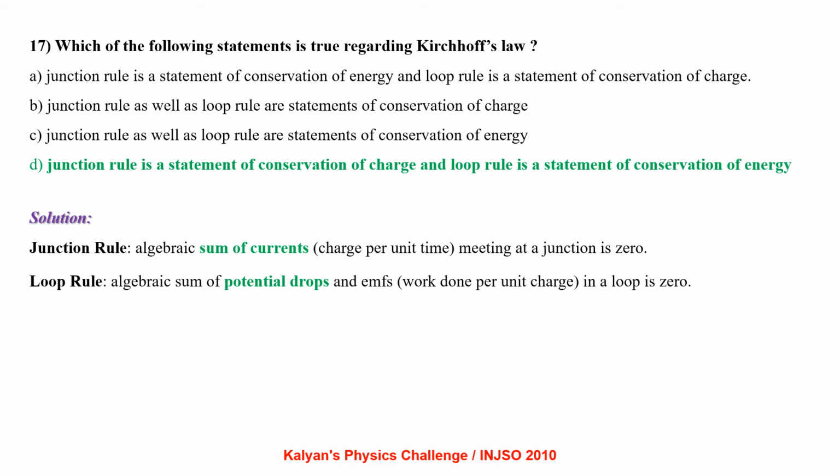Junction rule: the algebraic sum of currents, that is charge per unit time meeting at a junction, is 0. So it is a statement of conservation of charge. Loop rule: the algebraic sum of potential drops and EMFs, that is work done per unit charge in a given loop, is 0. So it is a statement of conservation of energy.